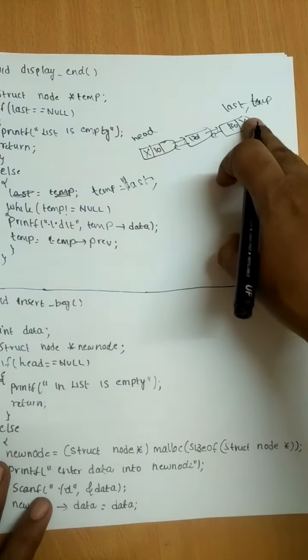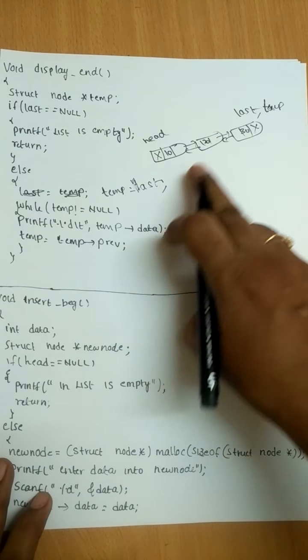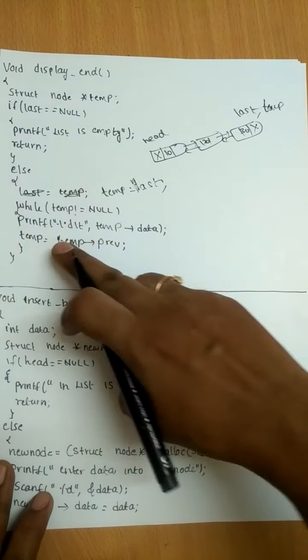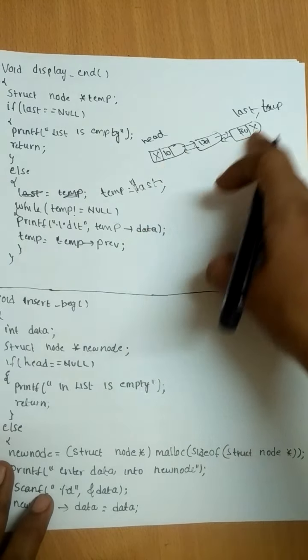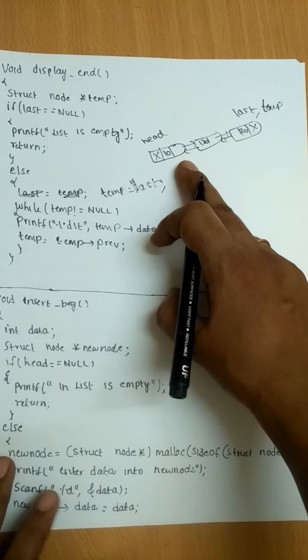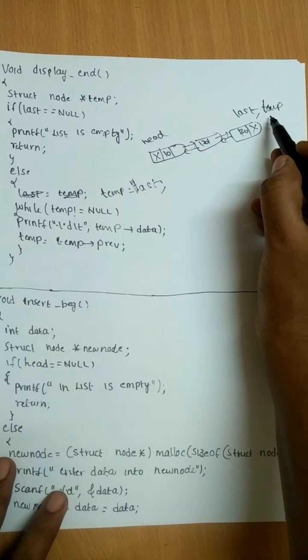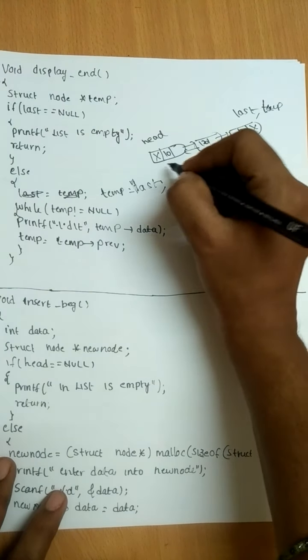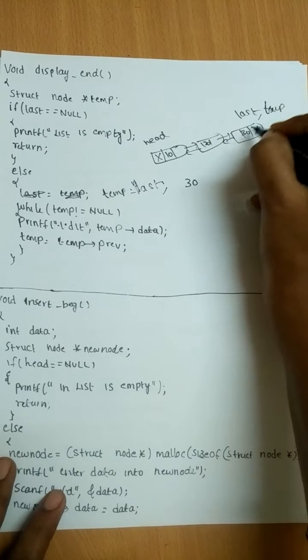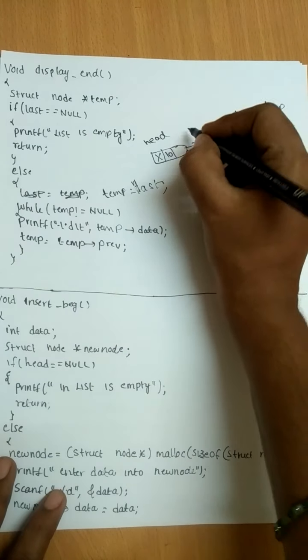So temp equal to last. That means both are pointing at the same node, that is the last node. Now repeat this loop until temp is not equal to null. So what we have to do? Print the temp data. So here temp is not null. So it prints temp data 30 and moves temp to temp previous.